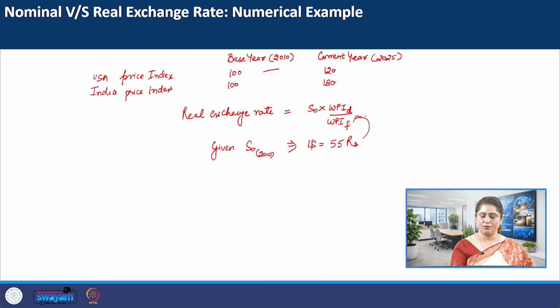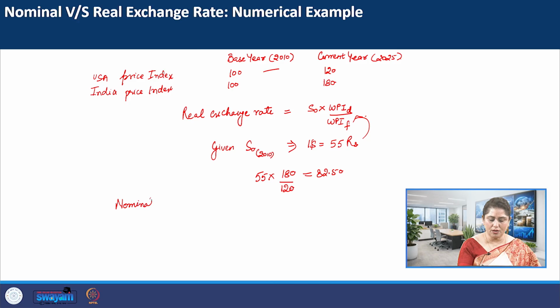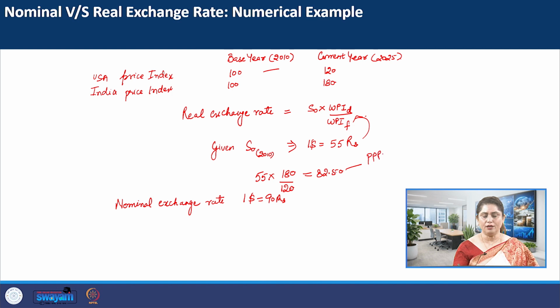This current year is 2025 and the USA price index is 120 while the India price index is 180. Now how are we going to calculate the real exchange rate? The real exchange rate, as we know, is equal to S naught into the price level (say WPI) of the domestic country upon WPI of the foreign country. Now let us say that what is given to us is S naught, that is for 2010, $1 is equal to 55 rupees.